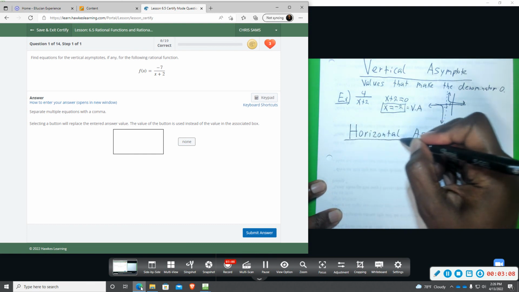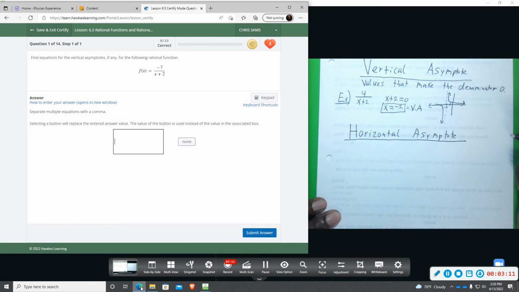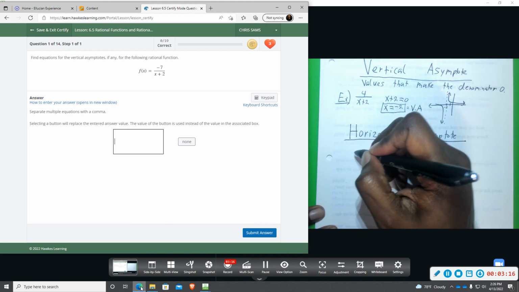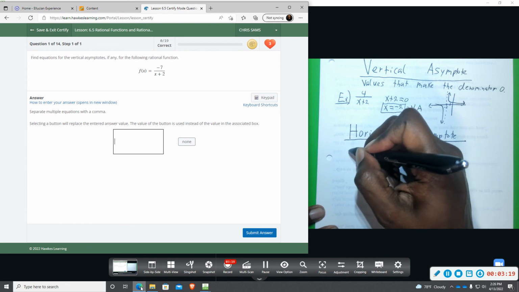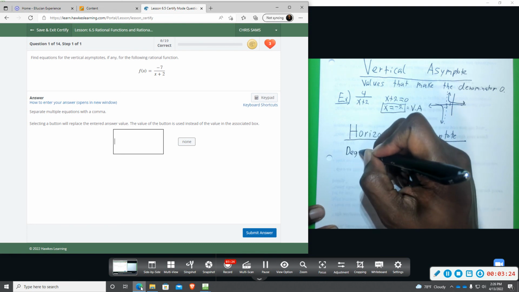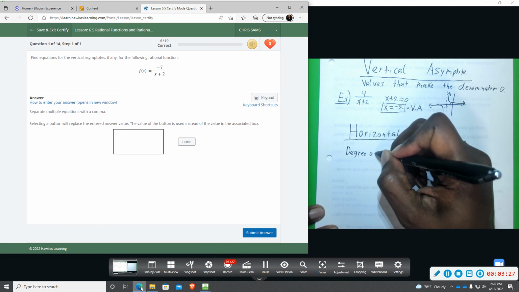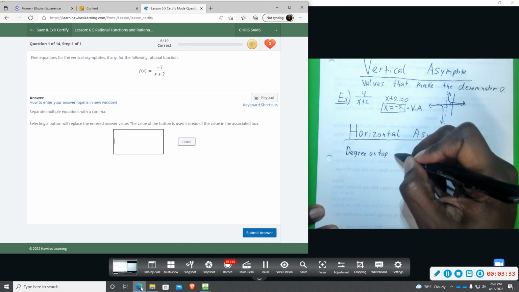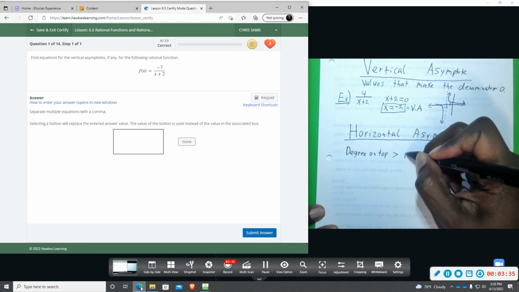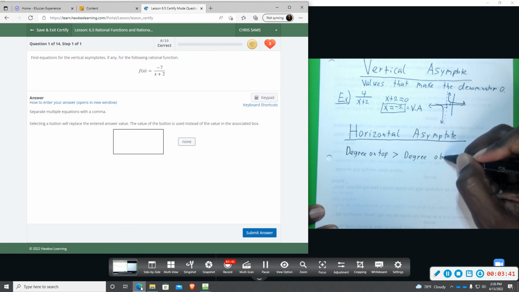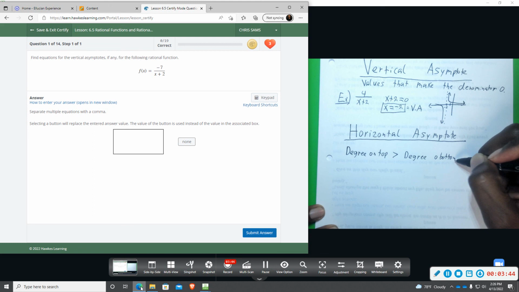So horizontal asymptote, there are three scenarios. Okay, I'll just write the three scenarios out. Degree on top, or numerator, is greater than degree on bottom. So now I'll give you a little example.